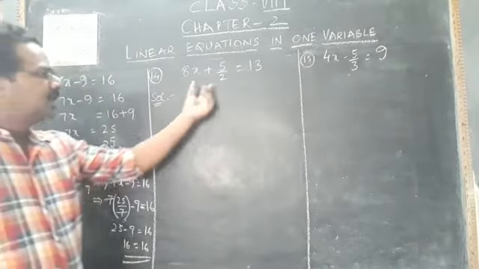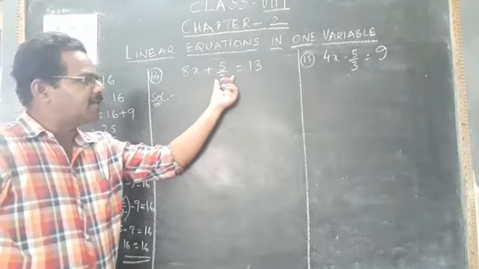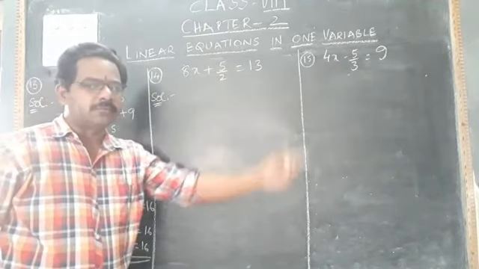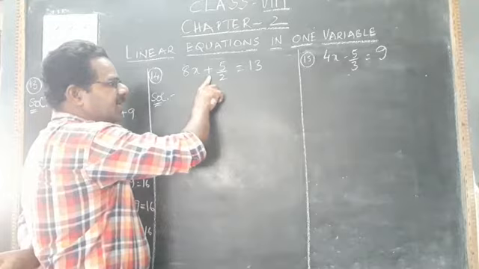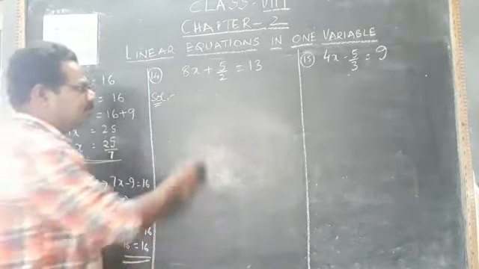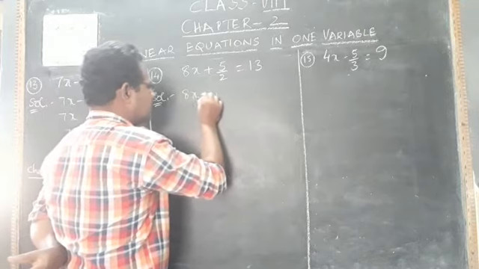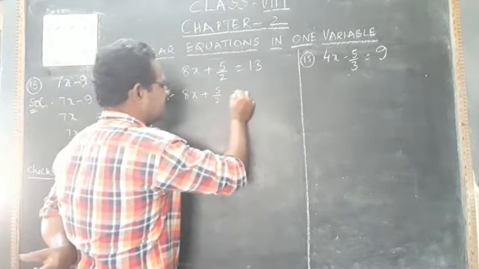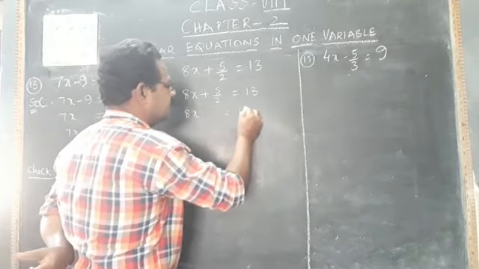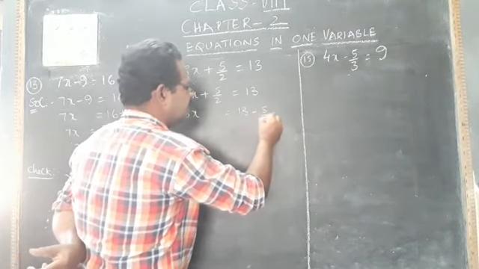This also, here we have given a fraction. This fraction we have to take to that side. It is in addition symbol, we have to change it into subtraction symbol. So what is the question they have given? 8x plus 5 by 2 is equal to 13. 8x is equal to 13 minus 5 by 2.